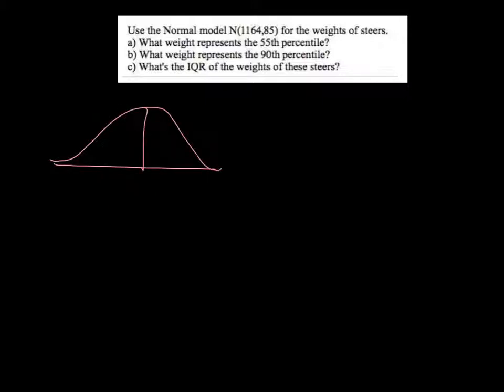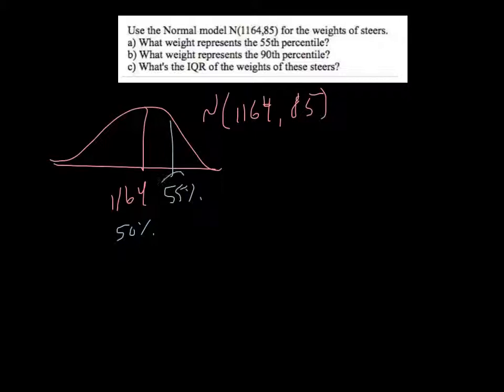Our mu of 1164 and a standard deviation of 85. So we'll just put our parameters up here, a little scrappy looking, but it's all right. What value represents the 55th percentile? Well, I know that the mean is the 50th percentile, so the 55th percentile is right here. So the question is, what's the value associated with that?